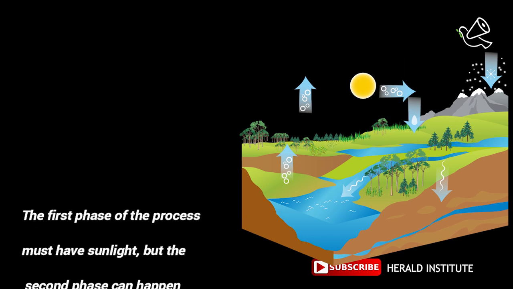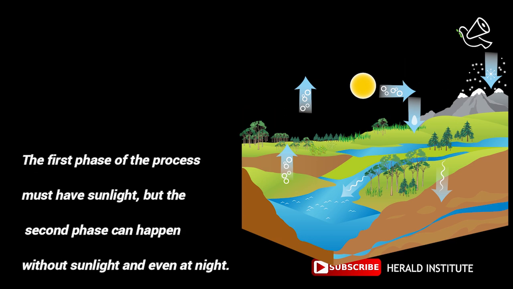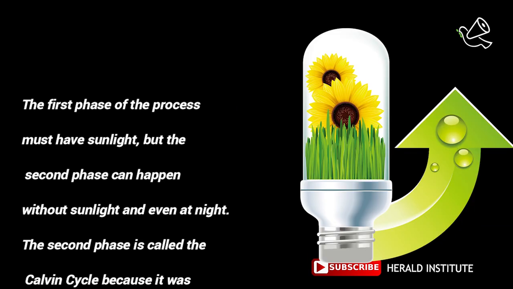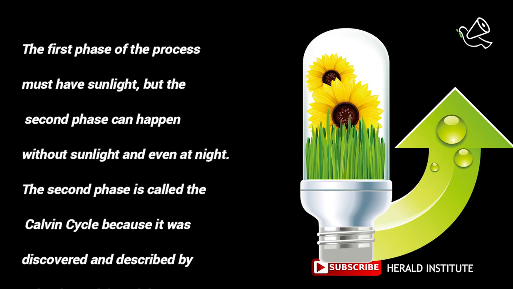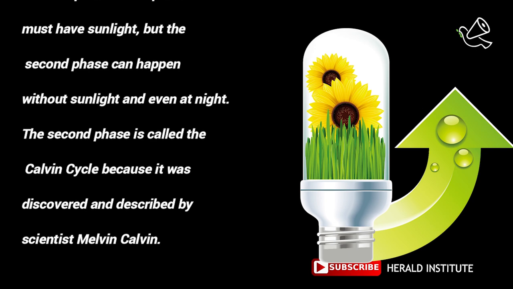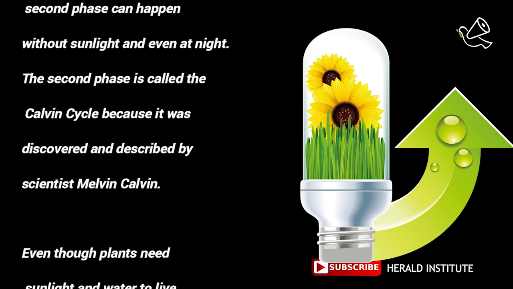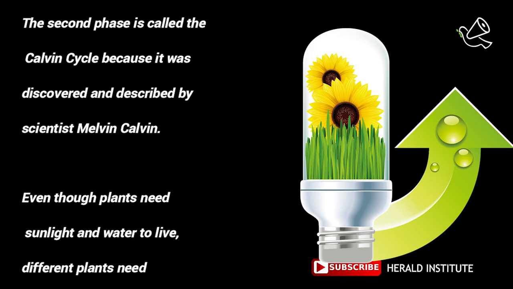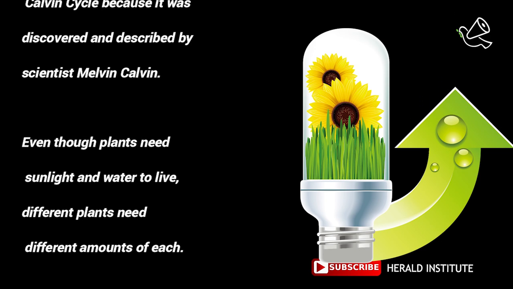The first phase of the process must have sunlight, but the second phase can happen without sunlight and even at night. The second phase is called the Calvin cycle because it was discovered and described by the scientist Melvin Calvin.